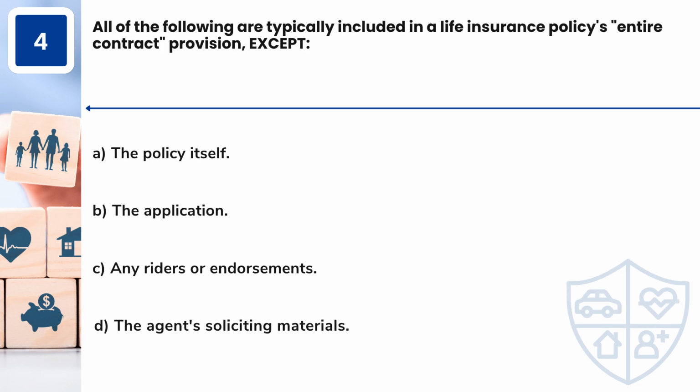Question 4. All of the following are typically included in a life insurance policy's entire contract provision, except A. The policy itself. B. The application. C. Any riders or endorsements. D. The agent soliciting materials.